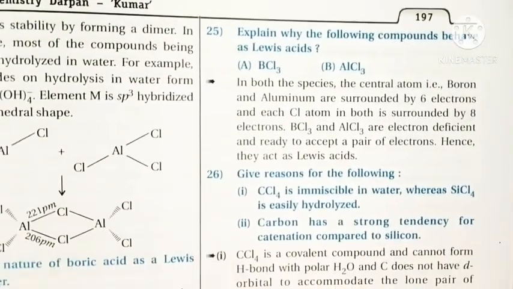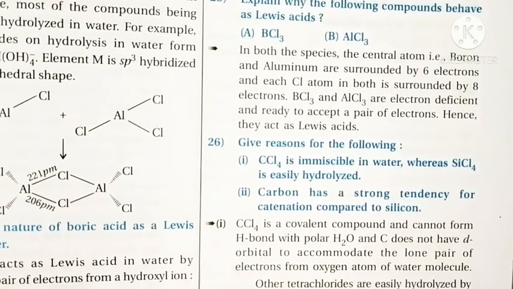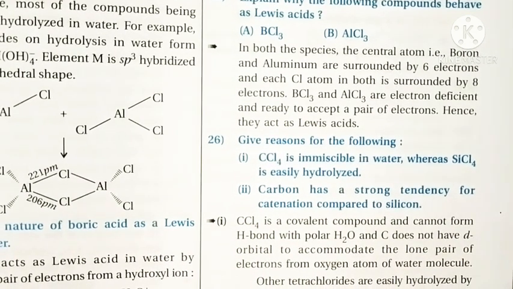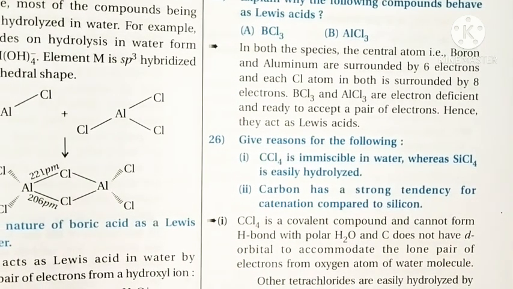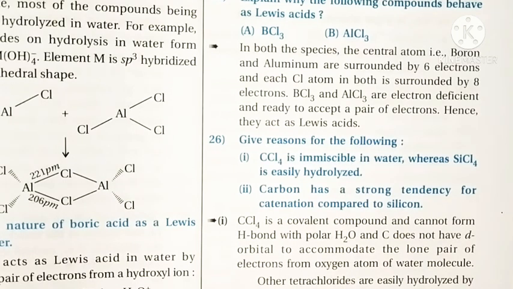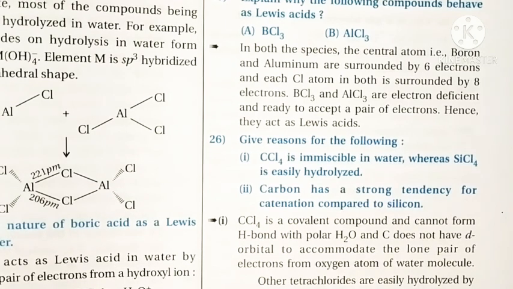Next is given like that. Explain why the following compounds behave as Lewis acids. In boron and aluminium, the central atom is surrounded by 6 electrons, right? Each chlorine atom in both is surrounded by 8 electrons. So BCl3 and AlCl3 are electron deficient, so definitely they are ready to accept a pair of electrons, hence they act as Lewis acids.